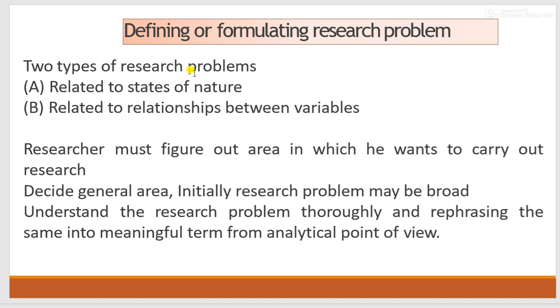There are two types of research problem. Number 1 or A, related to states of nature, and B, related to relationship between variables. The researcher must figure out the area in which he wants to carry out research. Initially decide the general area, then understand the research problem thoroughly, and rephrase it into meaningful terms from an analytical point of view.